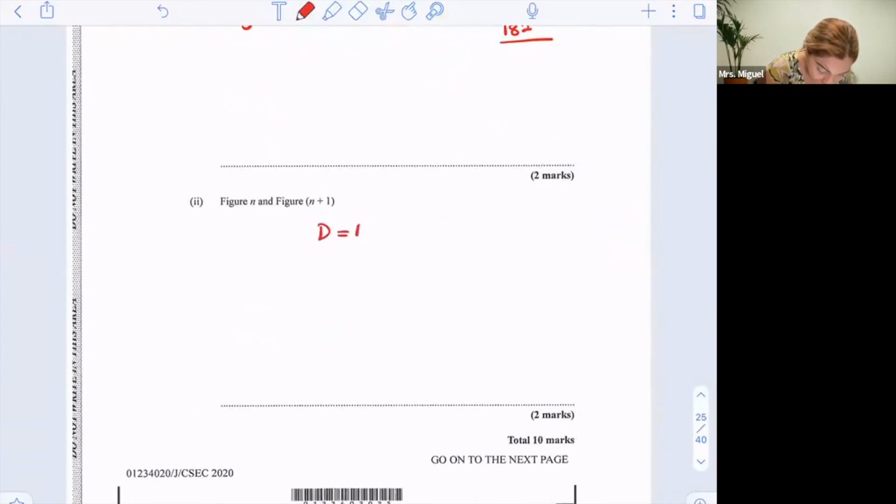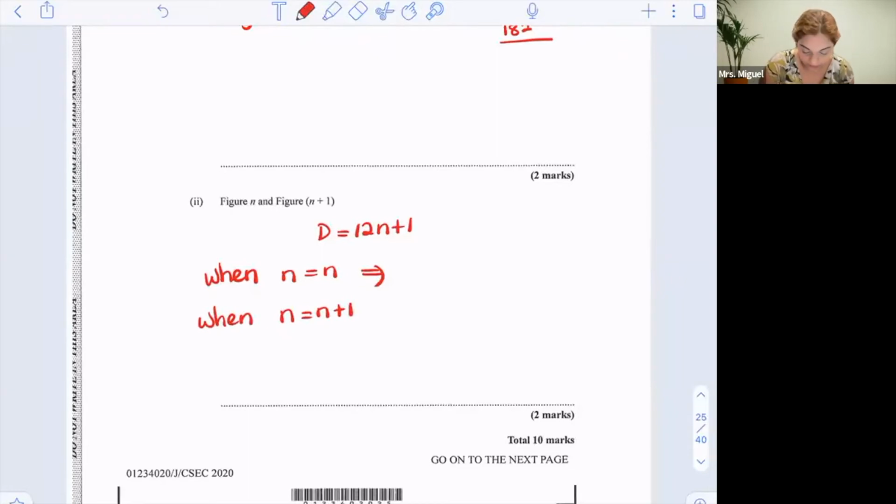So D is 12n plus 1. Work out for me when n is equal to n, and when n is equal to n plus 1. So just substitute n as n and n as n plus 1. What do I mean? Well, this remains the same. You just replace n with n, so that stays. Here now, you replace n with n plus 1. So multiply each term in the bracket by 12 and simplify this for me.